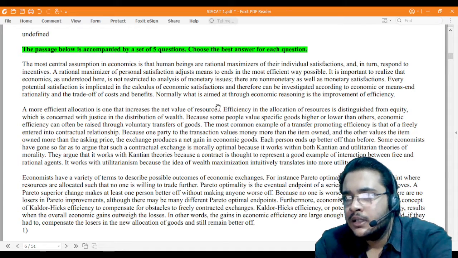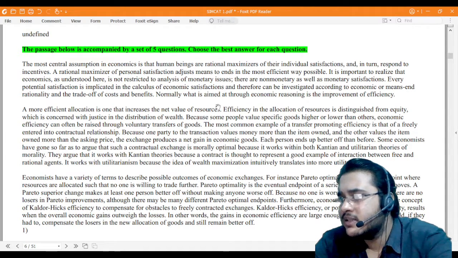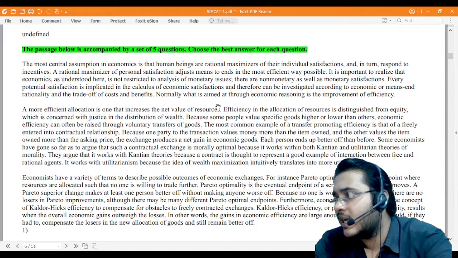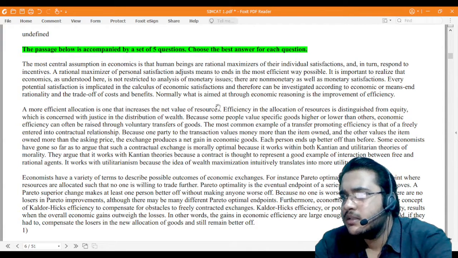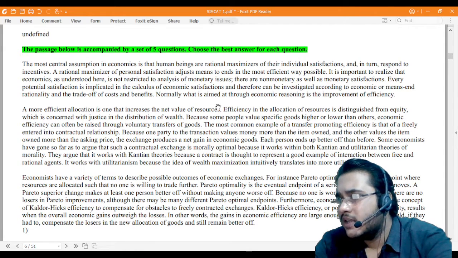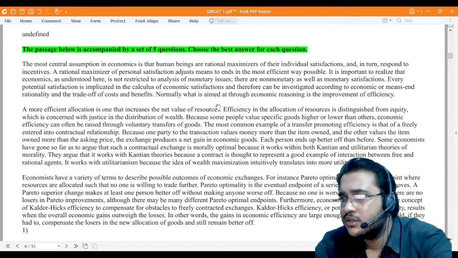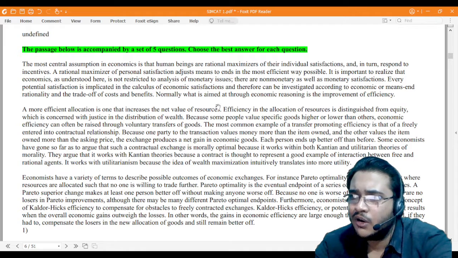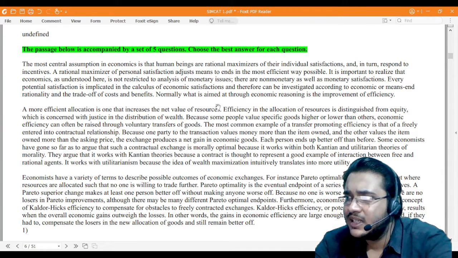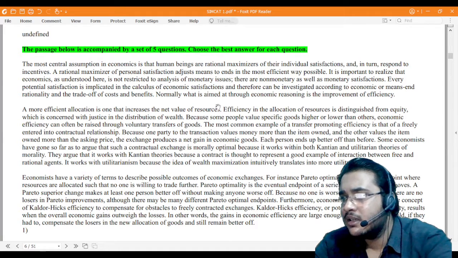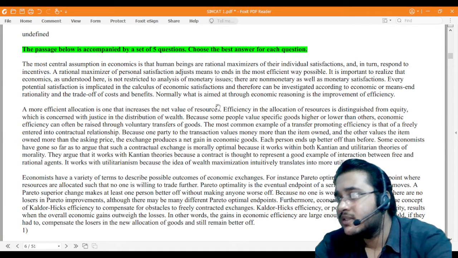Let's read this out. The most central assumption in economics is that human beings are rational maximizers of their individual satisfactions and in turn respond to incentives. A rational maximizer of personal satisfaction adjusts means to ends in the most efficient way possible. It is important to realize that economics as understood here is not restricted to analysis of monetary issues. There are non-monetary as well as monetary satisfactions. Every potential satisfaction is implicated in the calculus of economic satisfaction and therefore can be investigated according to the economic or means-end rationality and the trade-off of costs and benefits. Normally, what is aimed at through economic reasoning is the improvement of efficiency.